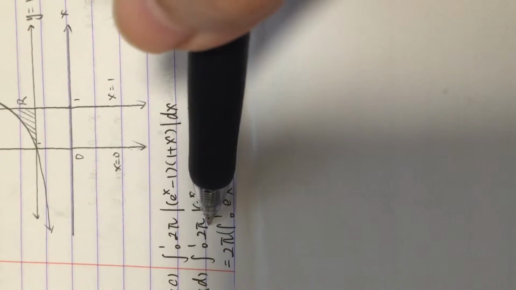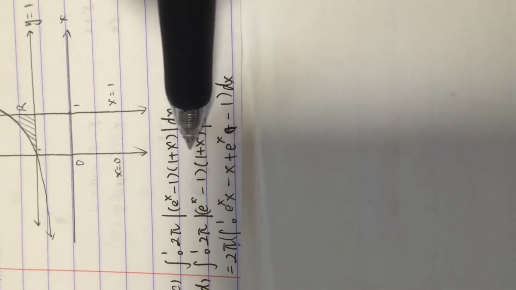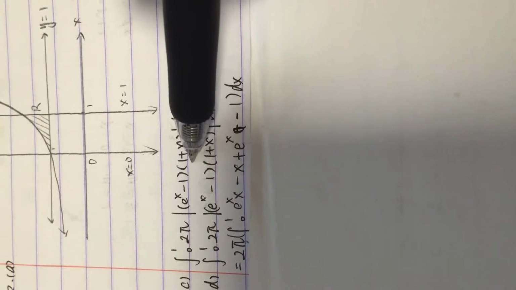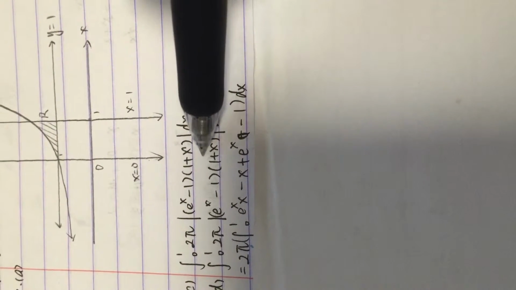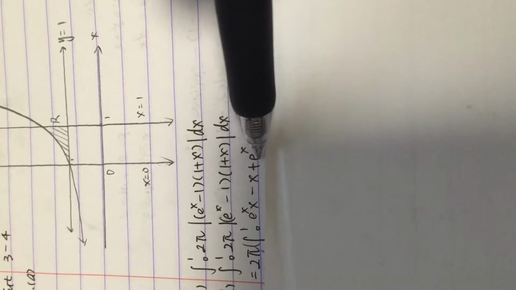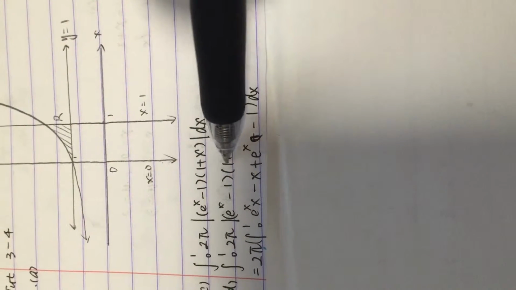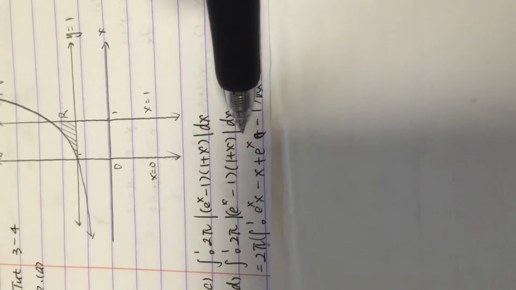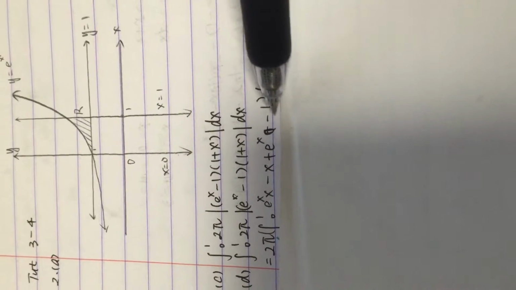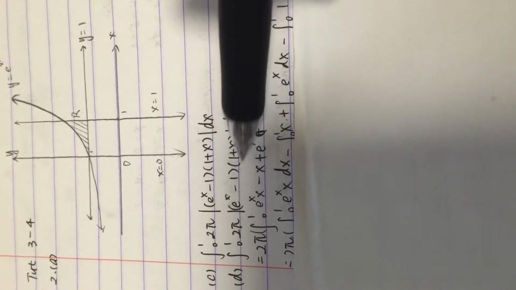To evaluate this integral, we get rid of 2 pi because it's a constant, and e times e to the power of x times x, and your minus 1 times x would be minus x times e, e to the power of x times 1 would be e to the power of x, and minus 1 times 1 will be minus 1. Then you do it separately.